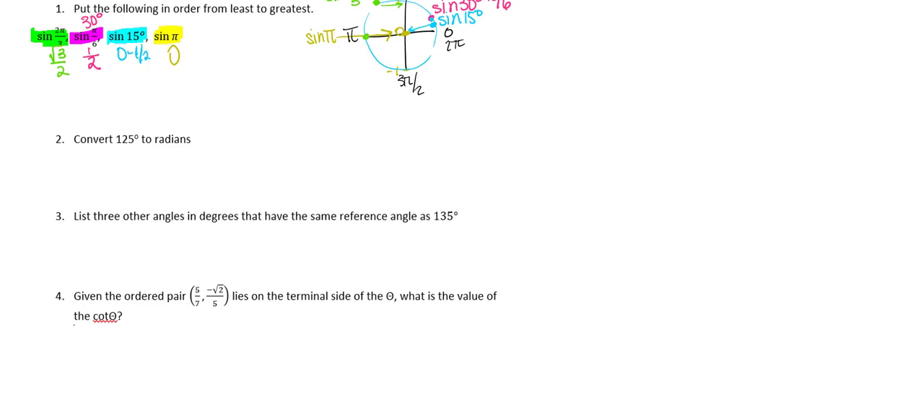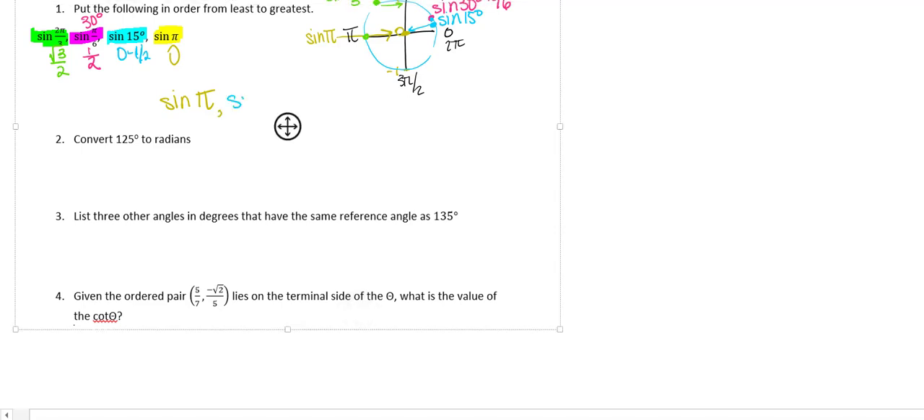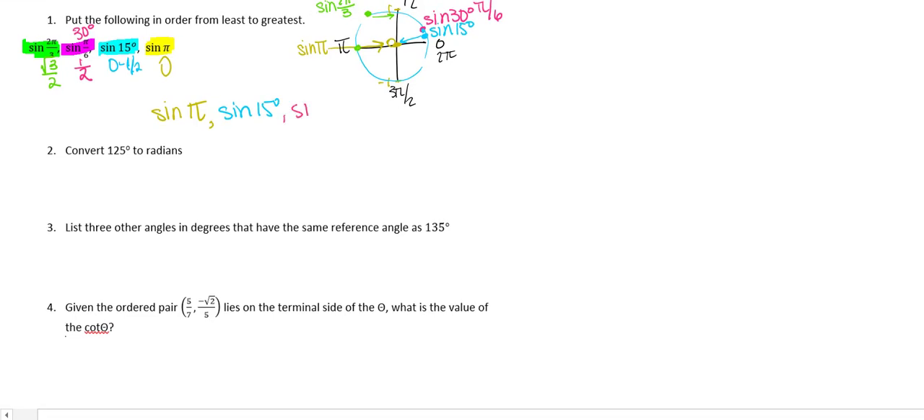So from least to greatest, I start off with my smallest value, which is sine of pi, because 0 is my smallest value. Then I have sine of 15 degrees, then I have sine of pi over 6, and then my largest value in this list is sine of 2 pi over 3. Put a box around it.